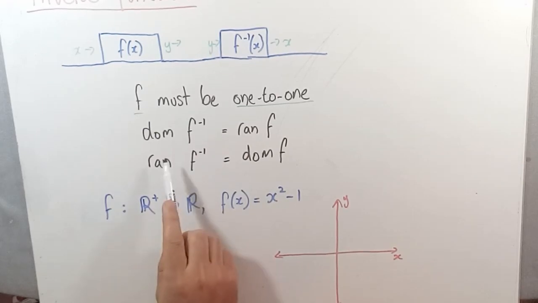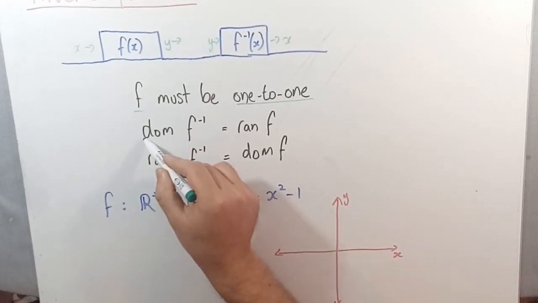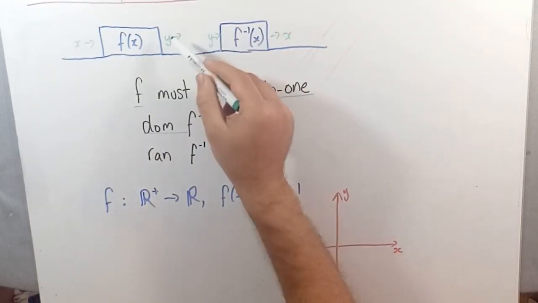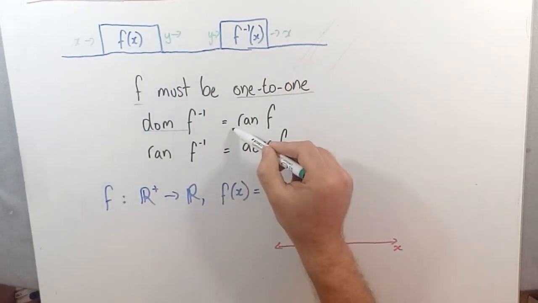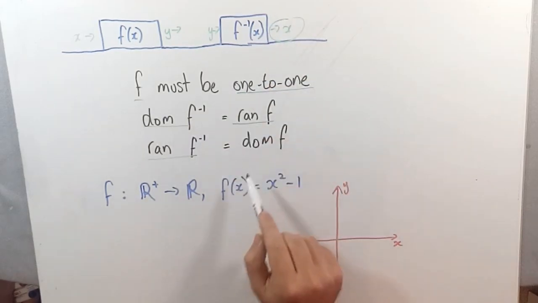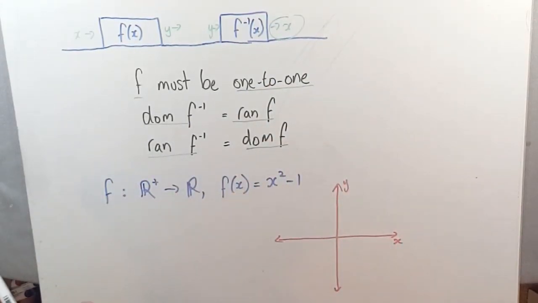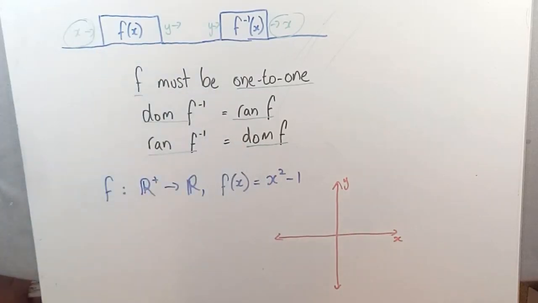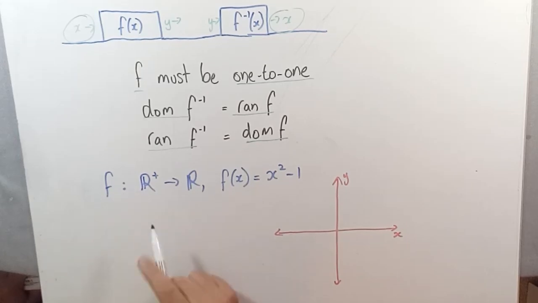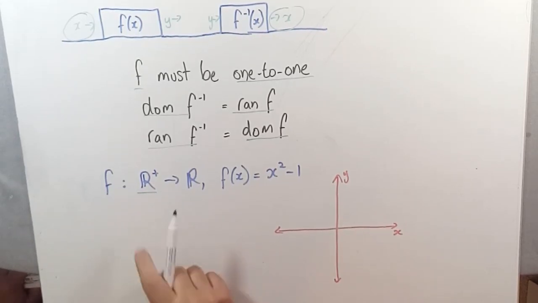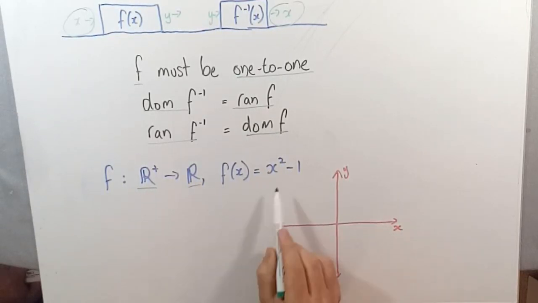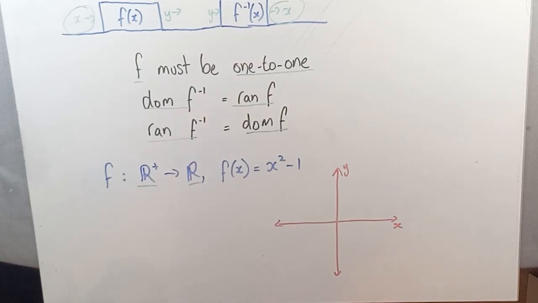So what happens? The domain of the inverse function, the inputs into this one, are going to be the range of f. And the range of the inverse, what comes out on this side, we want that to be the domain of f. Let's have a look at a little example. We've got a function here from R plus, all the positive real values not including 0, to the codomain R, x squared minus 1. So let's draw that.